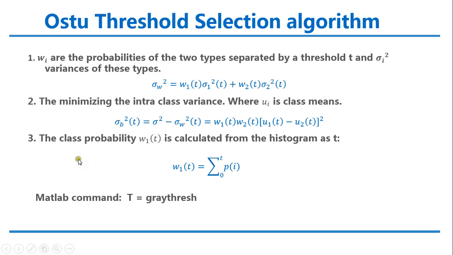Then there is the Otsu Threshold selection algorithm. The purpose of this algorithm is to find the optimal t that can make the variance, sigma squared, between the two regions become the maximum. The steps seem very complex here, but it can be easily done in MATLAB. Just use one MATLAB command: t equals graythresh.